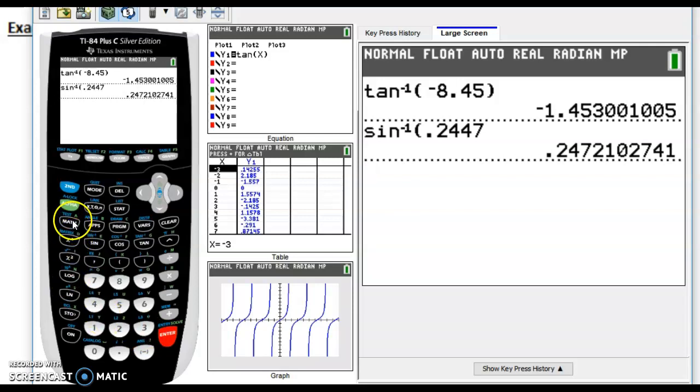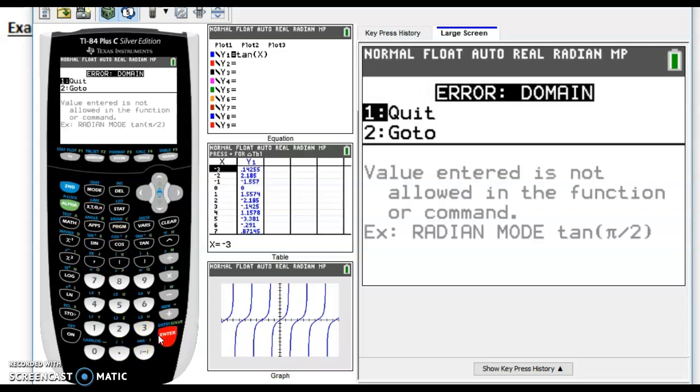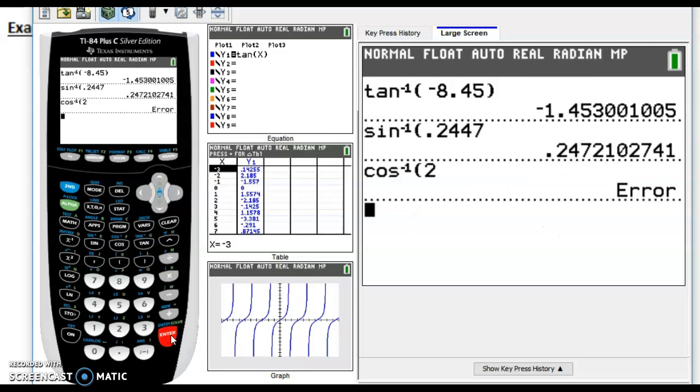We have the arc cosine of 2. Again, that's the same thing as inverse cosine. So we're going to find the inverse cosine of 2. But lo and behold, we get a domain error. And again, that's because our inverse cosine and our inverse sine functions are only defined from -1 to 1. There is no value on our unit circle that has a cosine of 2. So you can say that there's no solution, or you can say that none exist. Either one of those would work.